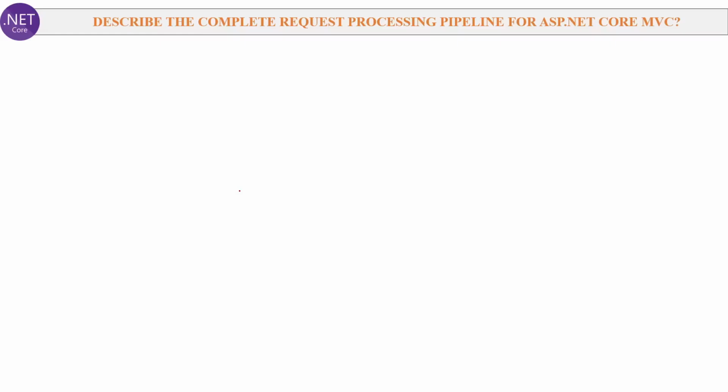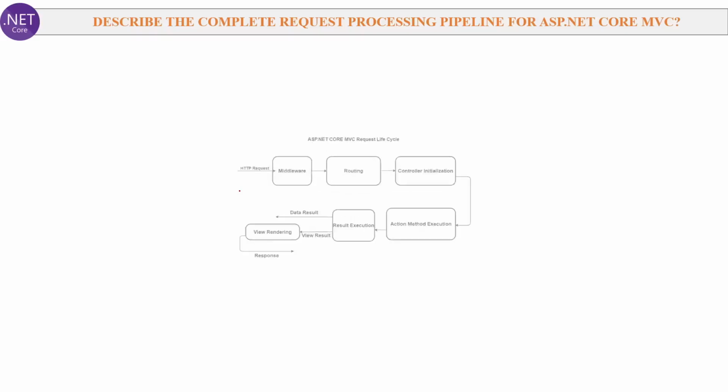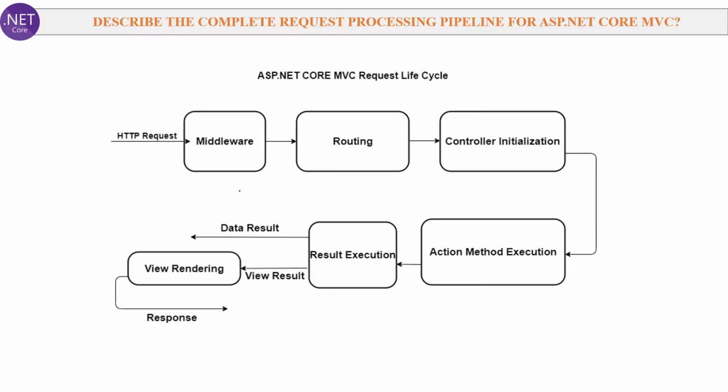Describe the complete request processing pipeline for ASP.NET Core MVC. Here you can see the flow of a request in ASP.NET Core MVC. The HTTP request will start from middleware, then it goes for routing, then the controller is initialized, then the action method is executed, and then the view result is executed, after which the view result renders as the response to the browser. So this is the request processing pipeline for ASP.NET Core MVC.